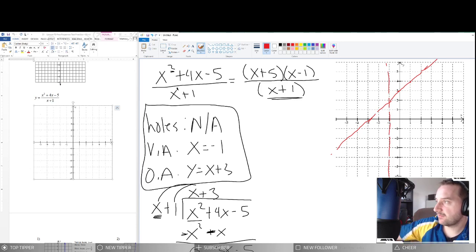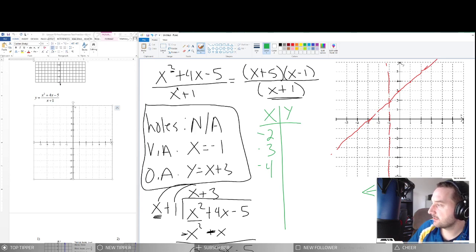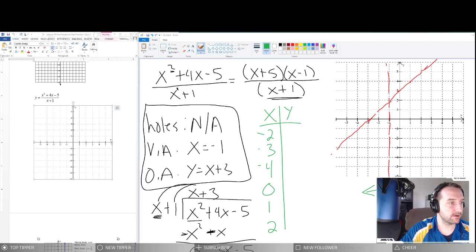But now I just want to pick values. So I'm going to create my XY table. And I want to pick values on this side of my vertical asymptote, like -2, -3, -4. I want to pick values on that side of my vertical asymptote, like 0, 1, and 2. And so we just want to take those values and put them into our calculator. So let me plug them in.